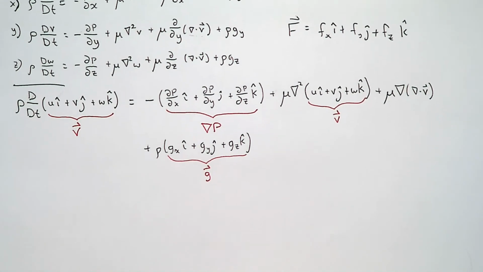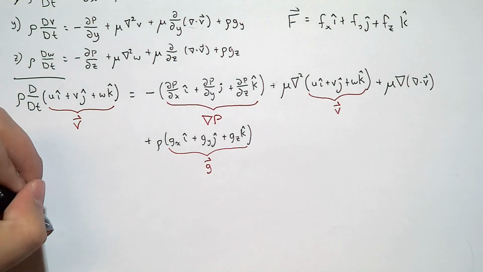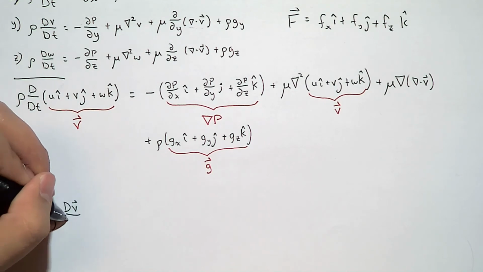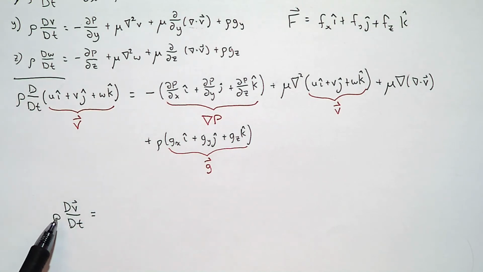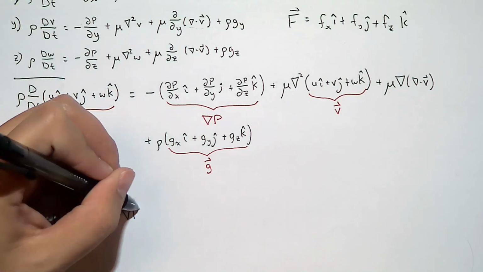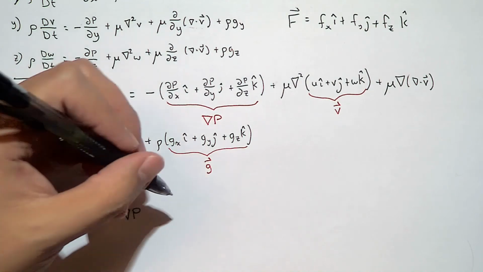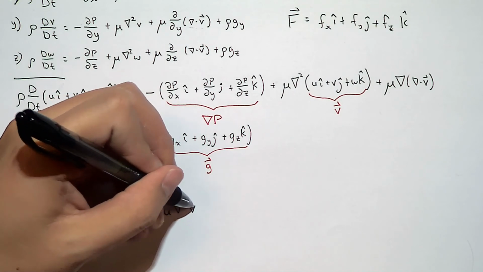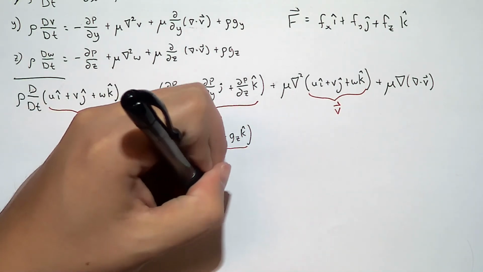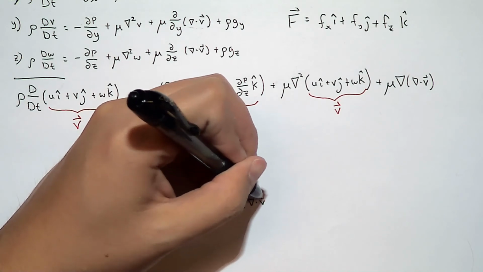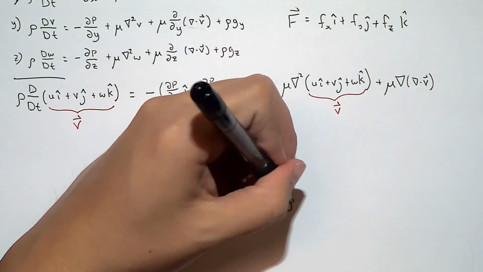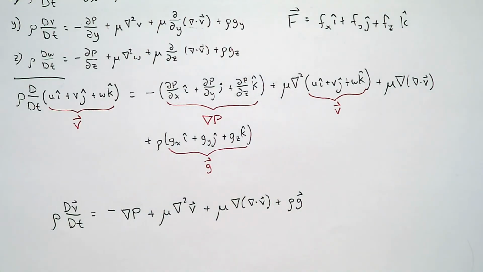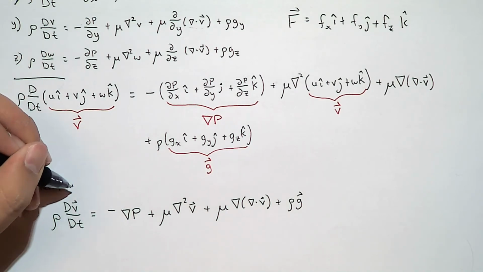And finally, this leaves us with a beautiful set of equations known as the Navier-Stokes Equations, where we get that the density times the acceleration, that's the material derivative of the velocity field, is equal to negative the gradient of the pressure field plus viscosity times the Laplacian of the velocity field plus viscosity times the gradient of the dilatation rate plus my body forces.